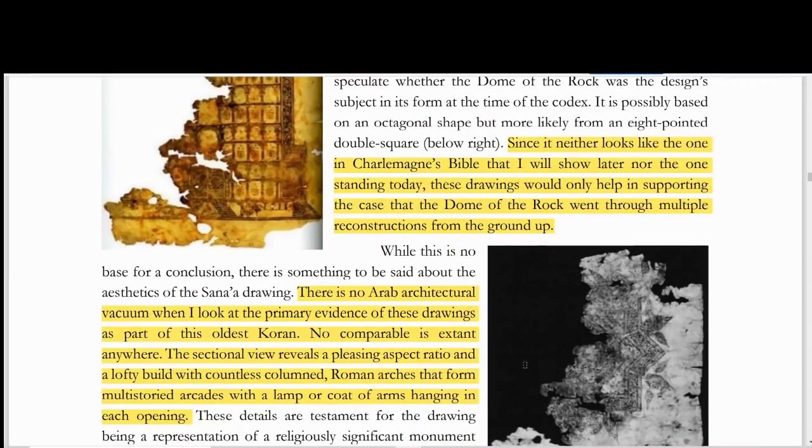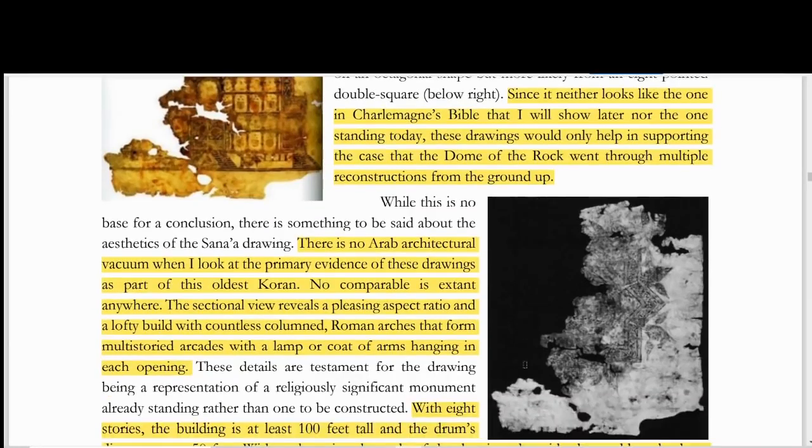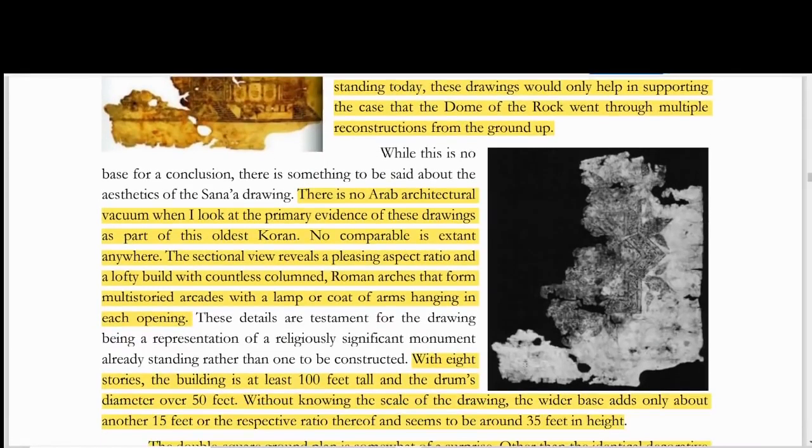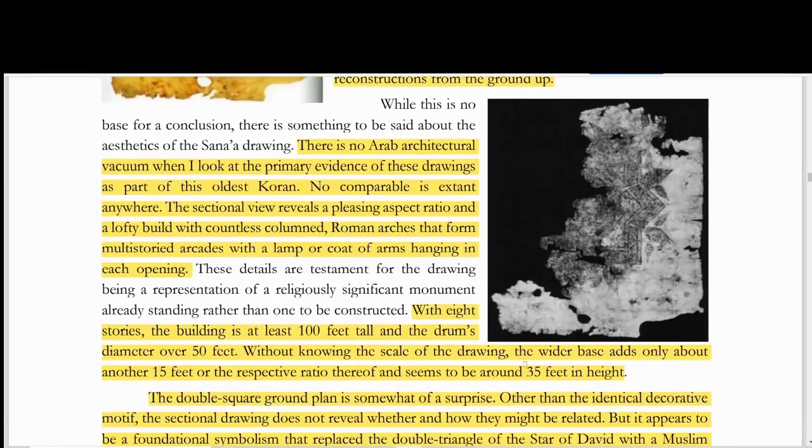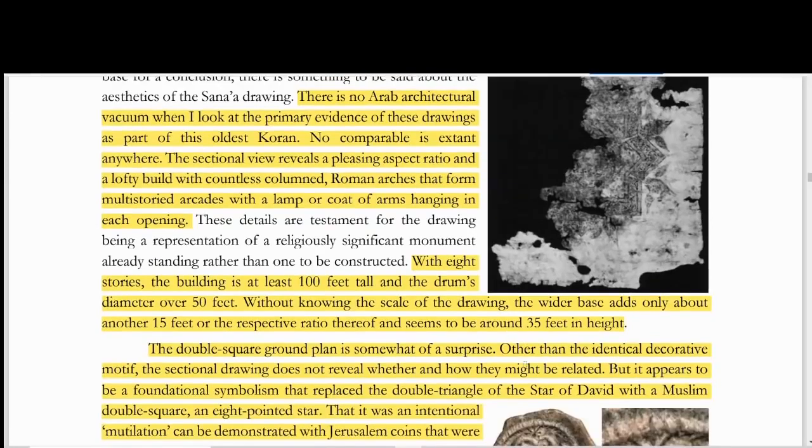And a lofty build with countless columned Roman arches that form multi-storied arcades with a lamp or coat of arms hanging in each opening. These details are testament for the drawing being a representation of a religiously significant monument already standing rather than one to be constructed. With 8 stories, the building is at least 100 feet tall and the drum's diameter over 50 feet. Without knowing the scale of the drawing, the wider base adds only about another 15 feet or the respective ratio thereof and seems to be around 35 feet in height.